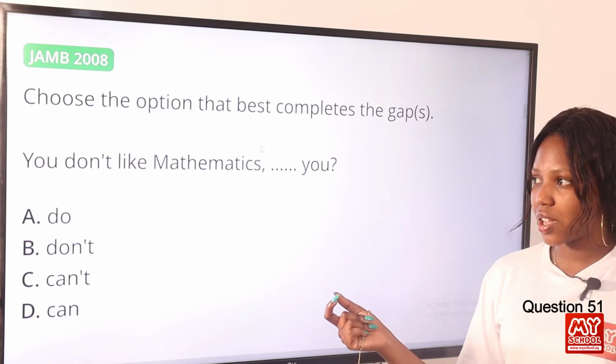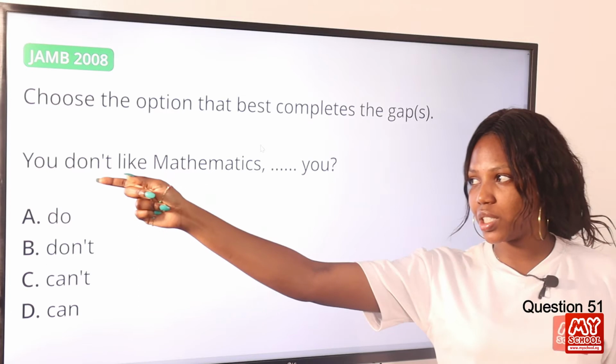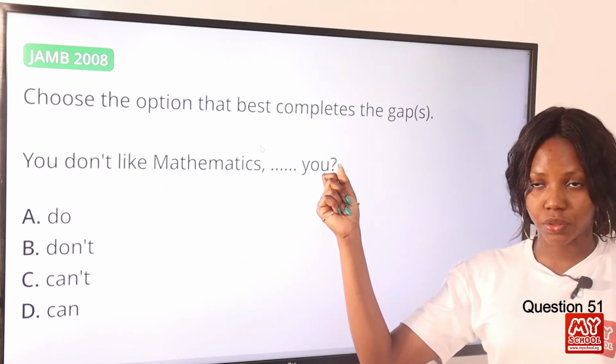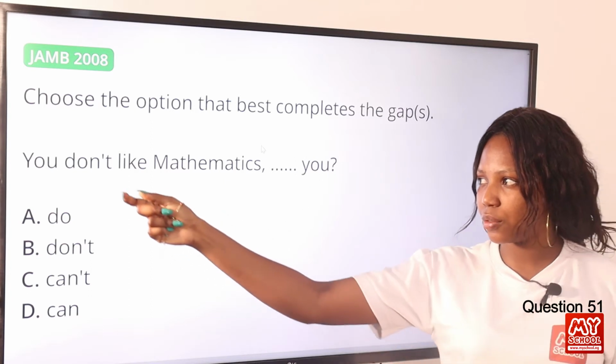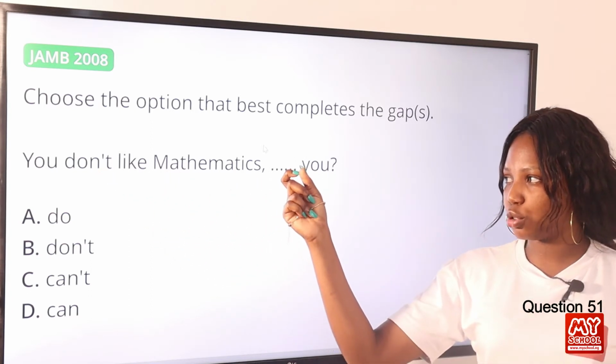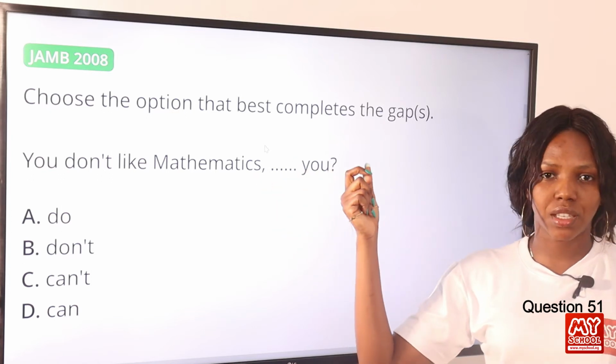Okay, so in this case, we have the statement being negative, we have our tag question being positive. So how do we know it's negative? We have do not, don't. And then we would retain the verb do, but then omit the negativity.